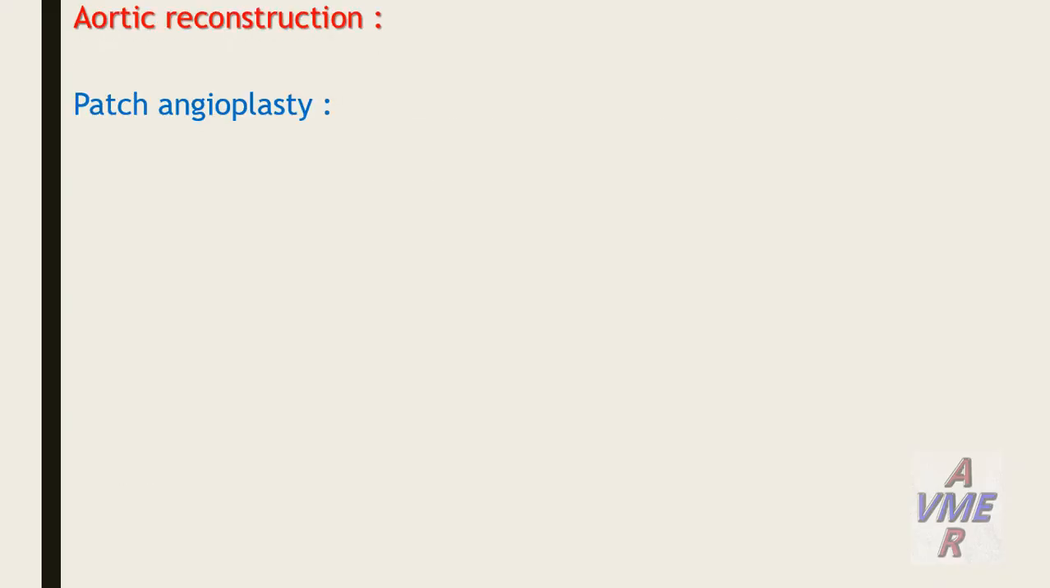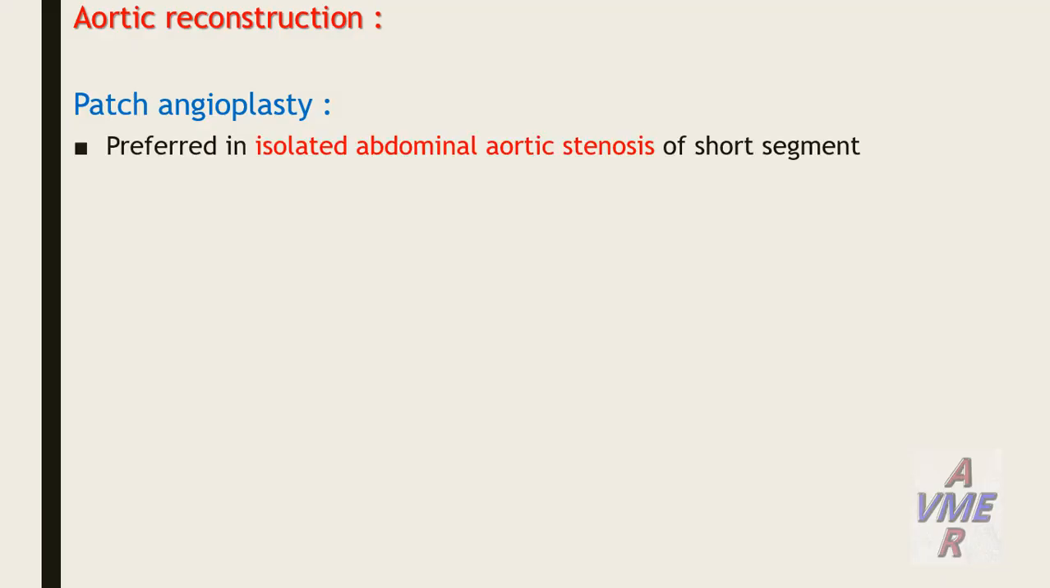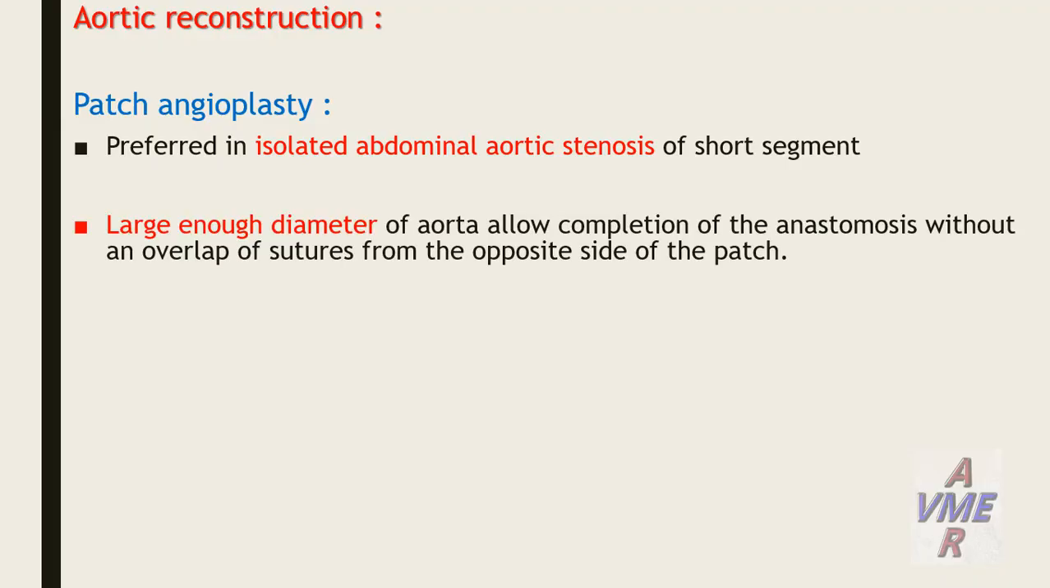Aortic reconstruction. We will start to discuss the open option for the aortic reconstruction. The first one is patch angioplasty. It's preferred in isolated abdominal aortic stenosis of short segments. Large enough diameter of the aorta allows completion of the anastomosis without an overlap of the suture from the opposite side of the patch.